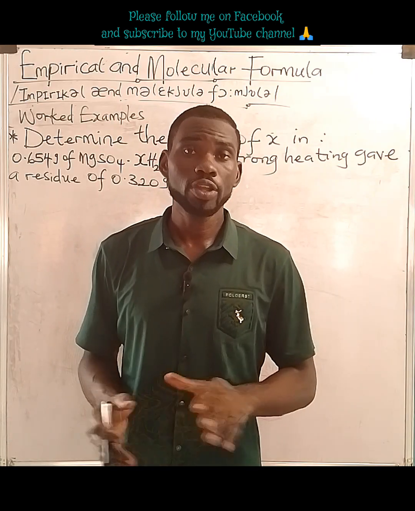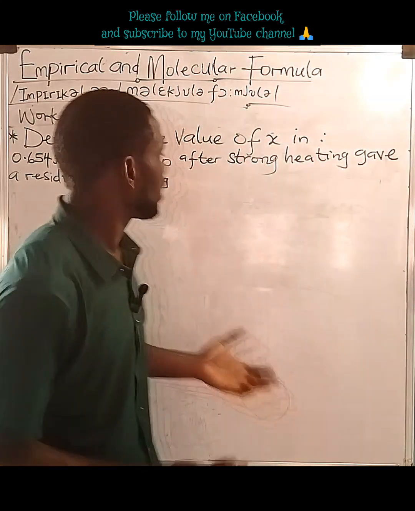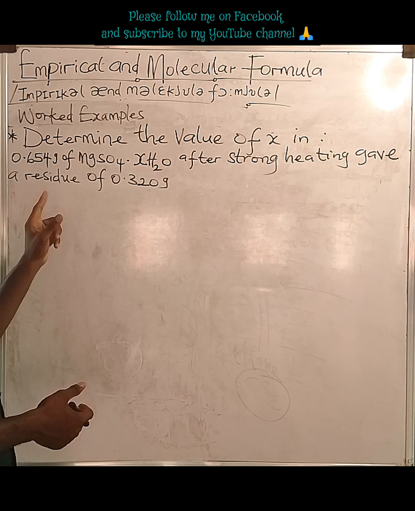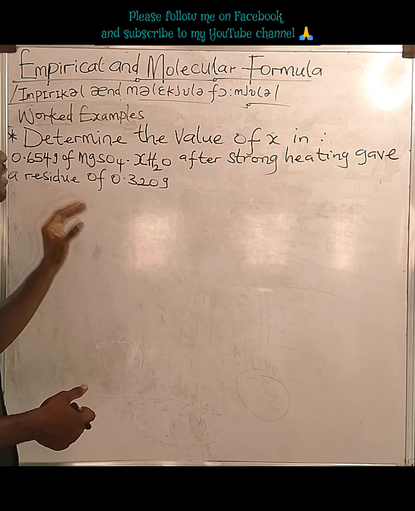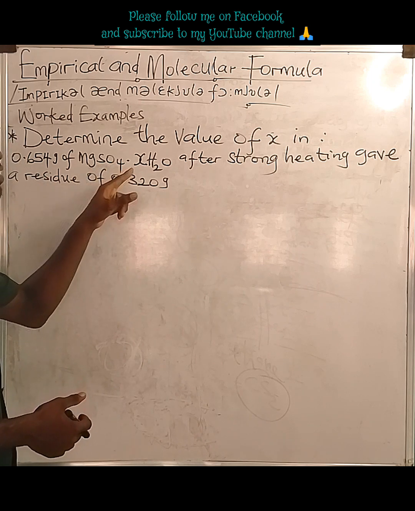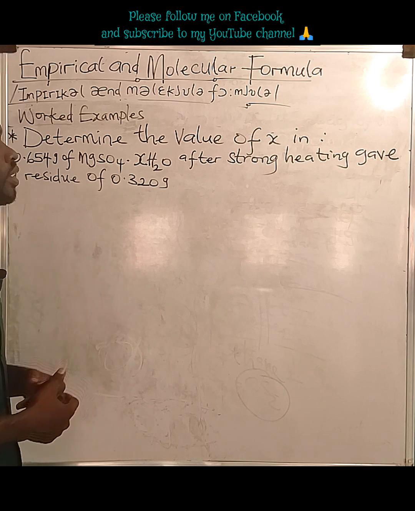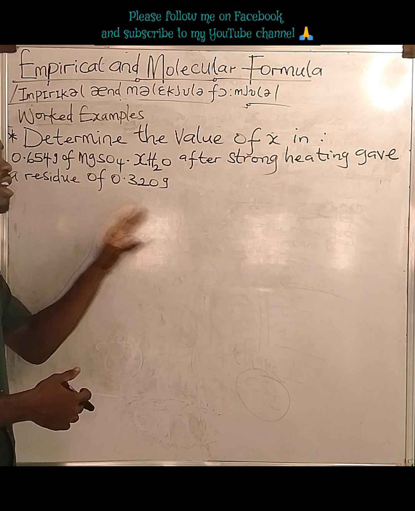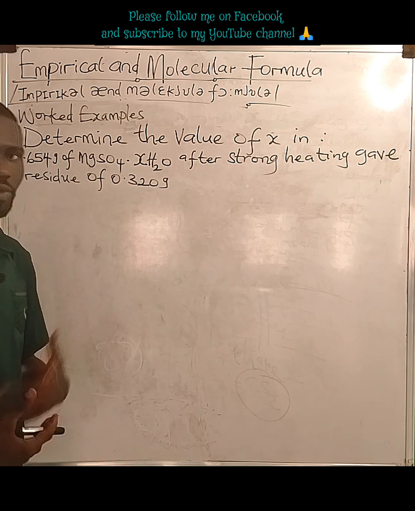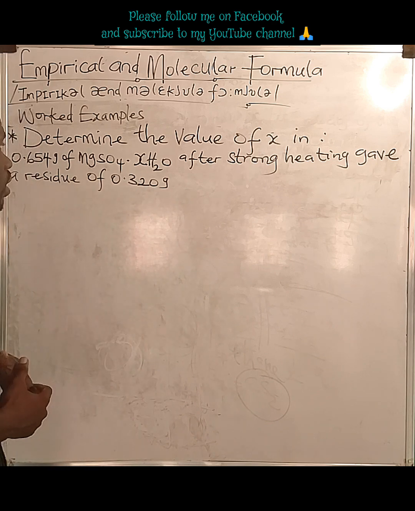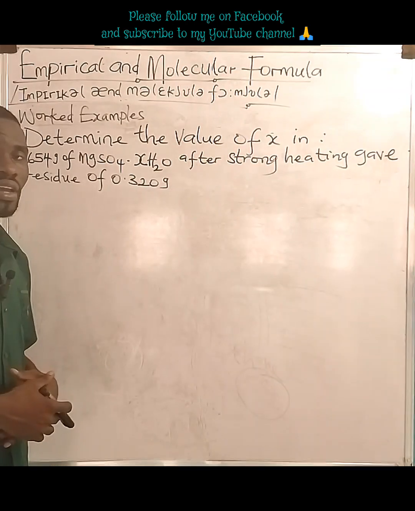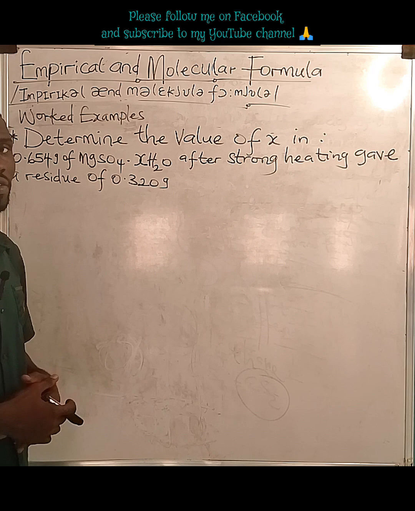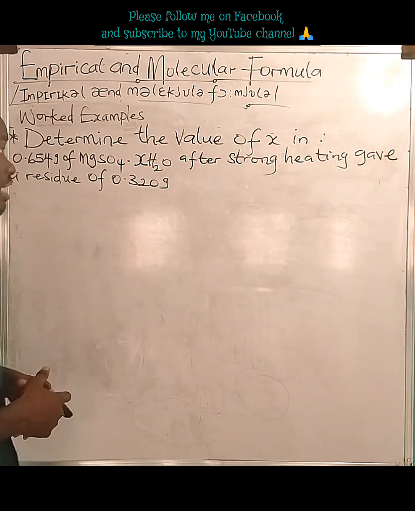Okay guys, let's look at the penultimate example for today. Right here we have: determine the value of X in 0.654 gram, I beg your pardon, of magnesium sulfate with X crystals of water, XH2O, which after strong heating gave a residue of 0.320 gram. Now, how do we approach this? In our previous lesson on percentage composition, we talked about how to get the percentage composition of water of crystallization. If you've not seen that, our advice is to go ahead and quickly see that.